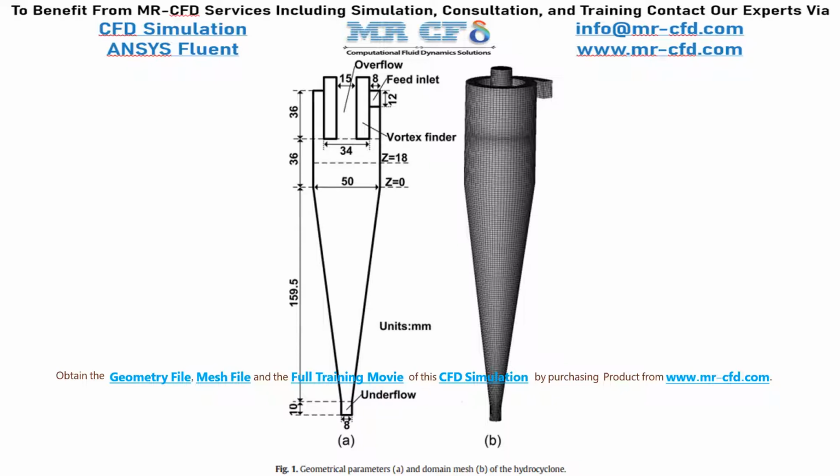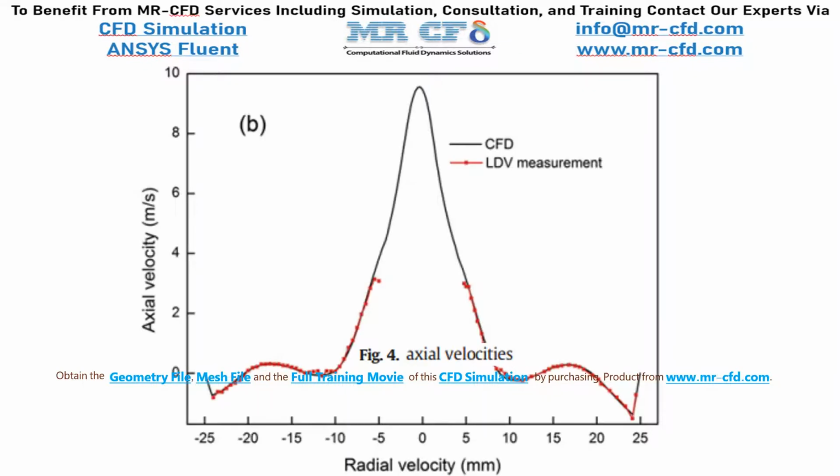Now in this project, based on the information provided by the paper, two-phase flow of water and air inside a hydrocyclone is simulated. Now in this slide, you can see that we have extracted the figure 4 of the paper, which shows the axial velocity over the radial position of a line.